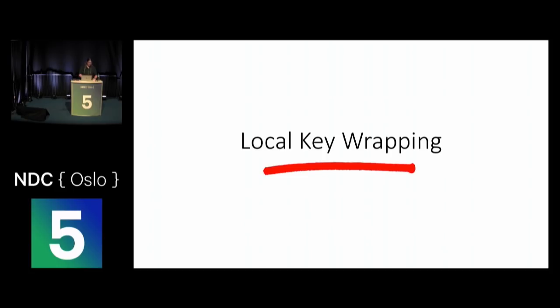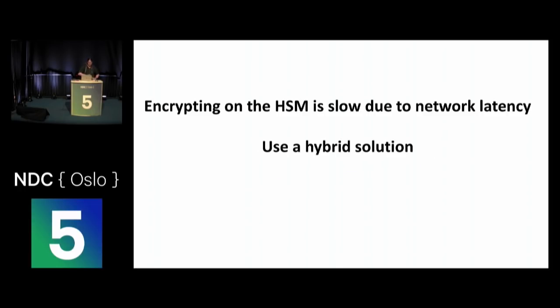And the next pattern is local key wrapping, and this is where things can get quite interesting and quite powerful for us. Now, doing an encryption operation on Azure Key Vault or hardware security module is generally quite slow, so there's network latency, and it's generally quite a slow operation. So you don't want to be doing thousands of them all in one go because it is a slow operation.